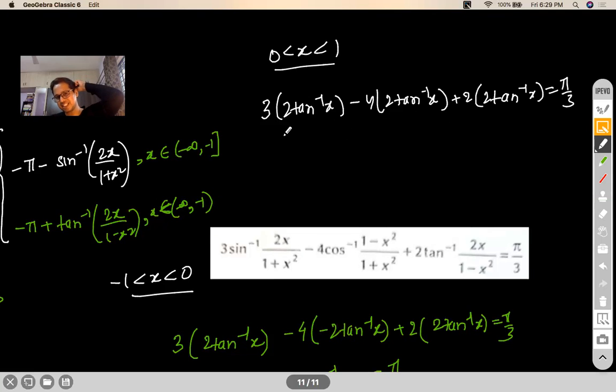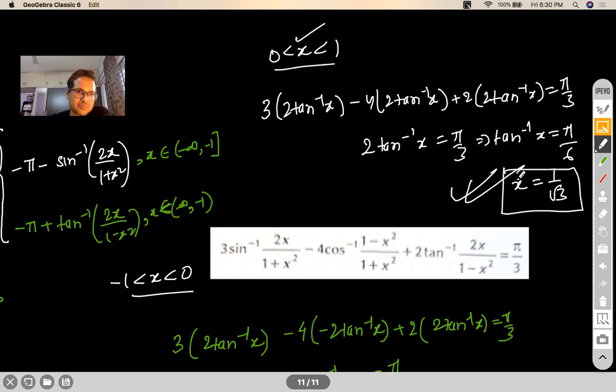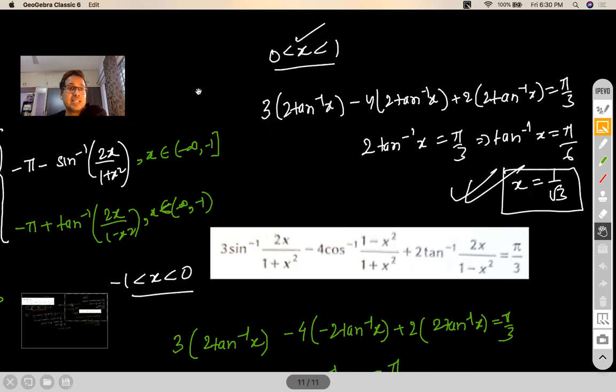So 4 plus 6, 10. 10 minus 8 is 2. So 2 tan inverse x is pi by 3. So tan inverse x is pi by 6. So x is going to be 1 upon root 3. 1 upon root 3 meets this criteria. So this is accepted. This could be a solution. Many of you have also said 1 by root 3 as a solution. That is absolutely accepted.